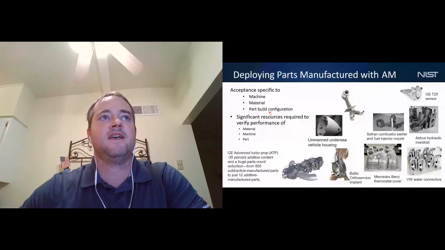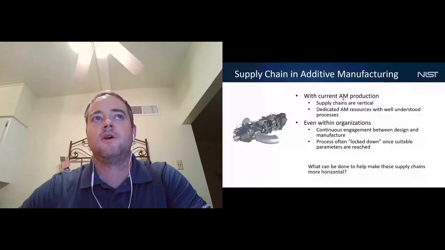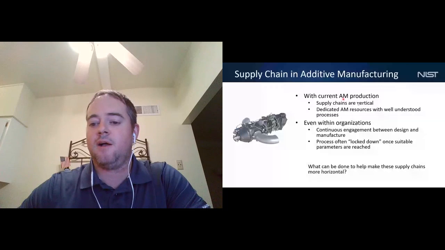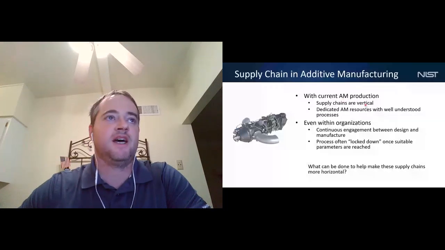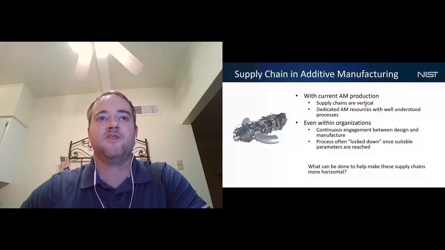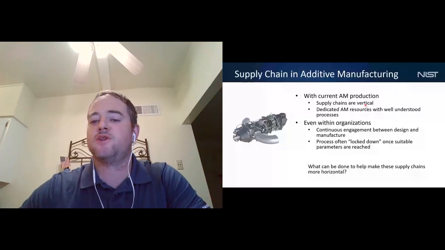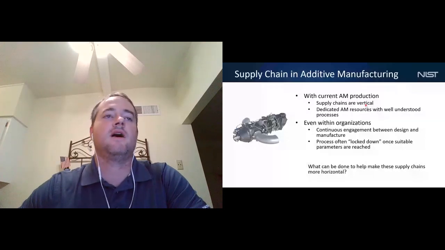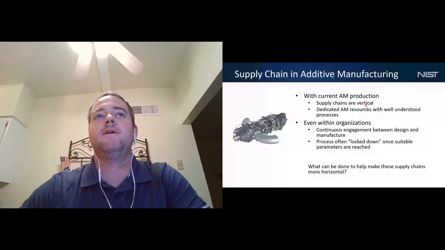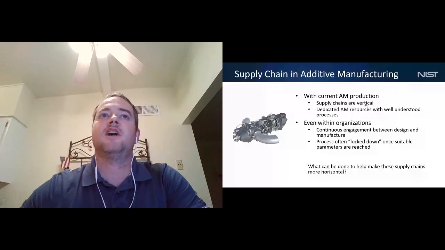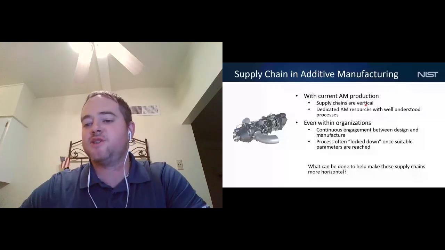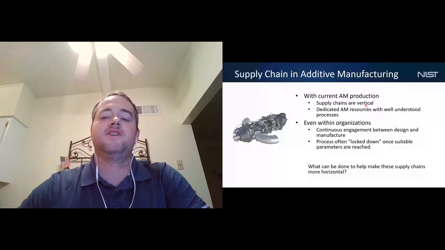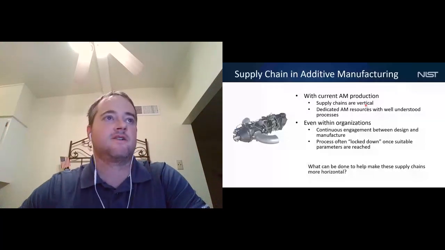And so the result of that is, with current AM production, our supply chains are more vertical. And this is something that people will discuss. As we've matured into production of AM parts, what we are seeing is folks are working with what they're comfortable with. They're working with the folks who they've trained, who they've worked with quite a bit. They're purchasing different companies to help with their production. They're dedicating resources towards specific parts. This is across organizations, across agencies, and across industry.